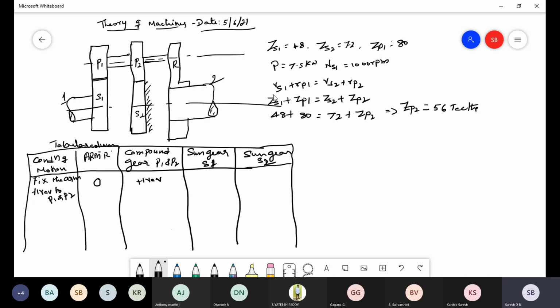Then how to find the train value for S1? P1 is meshed with S1, right? How to find the train value for this gear? Minus ZP1 divided by ZS1. Why do you consider the negative sign? Because both P1 and S1 are external gears meshing with each other, rotating in opposite directions. That's why you consider the negative sign. Then P2 gear is meshed with S2 gear. What is the train value for these two gears?